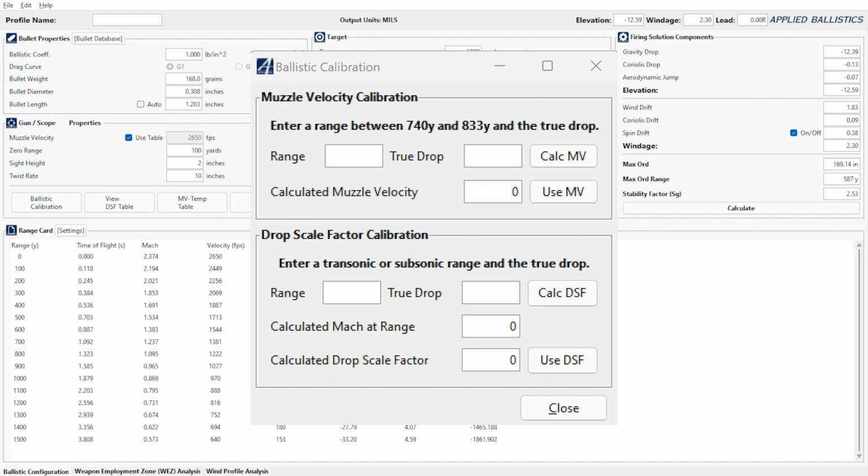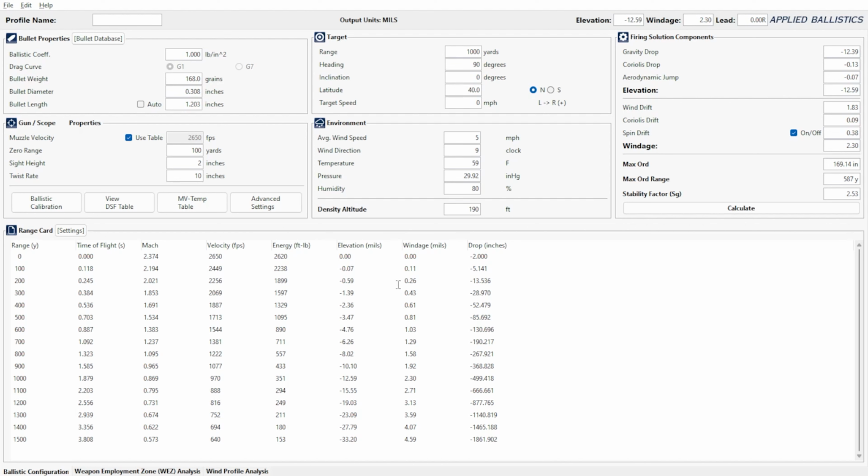Now, it also gives you the ability to calculate what they call drop scale factor. The drop scale factor is used to refine the ballistic solution in subsonic flight. So by firing rounds at long range and noting the true drop, a drop scale factor is computed, and clicking Use DSF populates the drop scale factor value and Mach number into the View DSF table. So we've done so here.